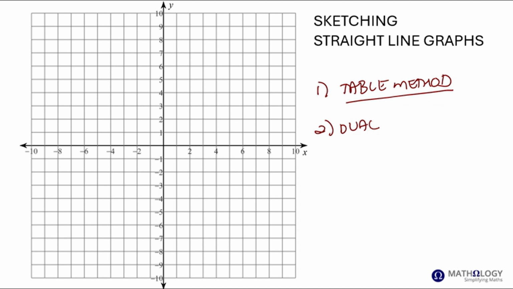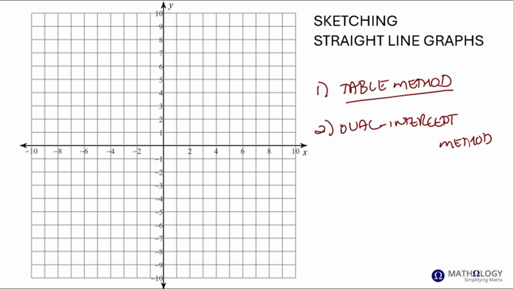to use what is called the dual intercept method. And that just involves determining the intercept of the axes. A straight line graph has got one y-intercept and one x-intercept. Once you find those intercepts with the axes, plot those 2 points and you put a straight line through them. That's just the best and simplest way to sketch a straight line graph.